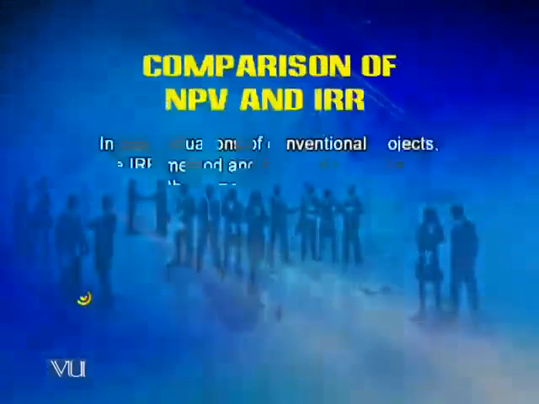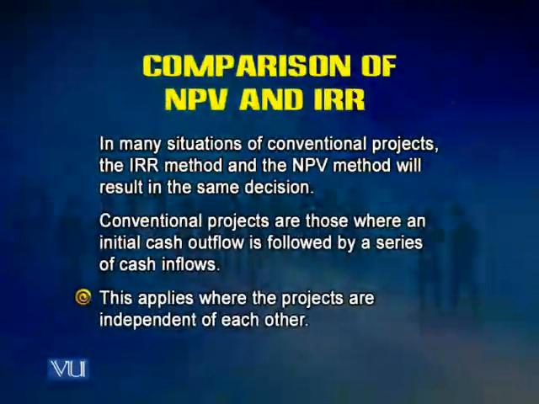It is spread, say, partly in the current period and partly in period 2 and partly in period 4. If that's how the investment is spread, then the cash flows will be slightly different. It will not be a lot of outflow in year 1 and then a stream of inflow over the period. So using conventional cash flows, normally comparison of NPV and IRR should not be a problem, and they should give the same result. This applies where the projects are independent of each other.